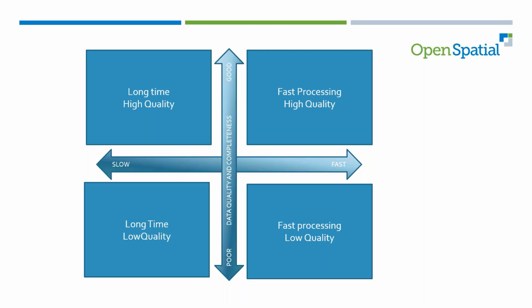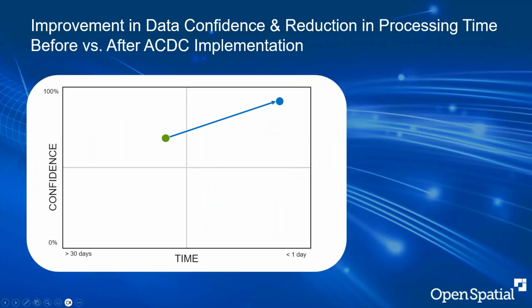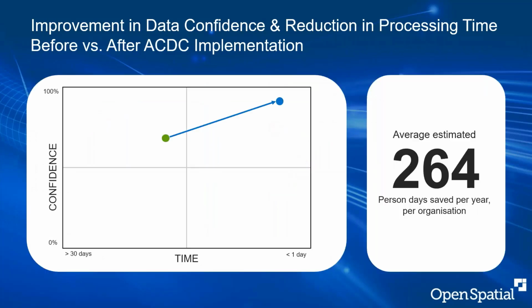So let's go and take that survey. If we take the average of all of these and put them in those quadrants, you can see essentially that the start is green and the end is blue. Out of those surveyed, we've got an average estimated 264 person days saved per year per organization. So that's basically 1 FTE you're going to save. In terms of returns on investment, that's actually astounding.